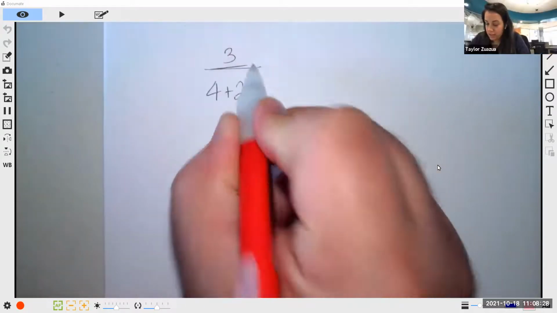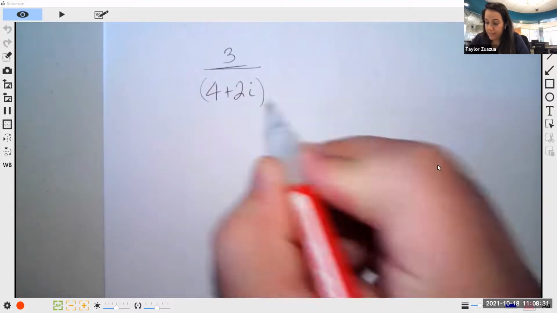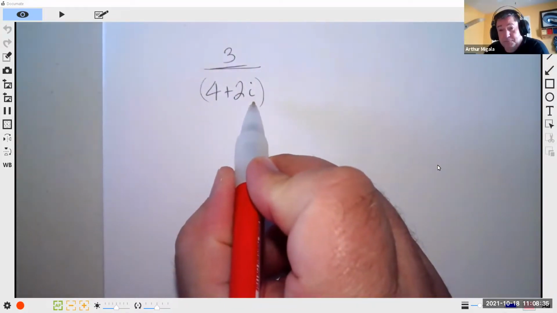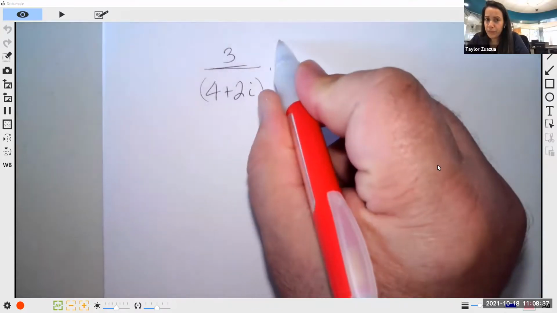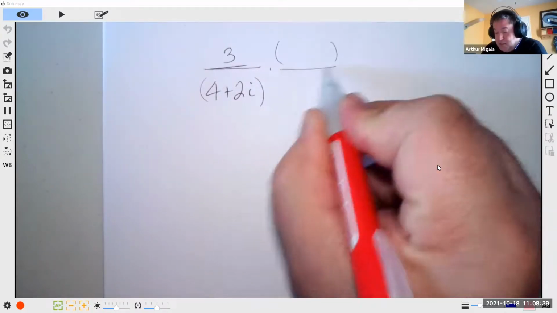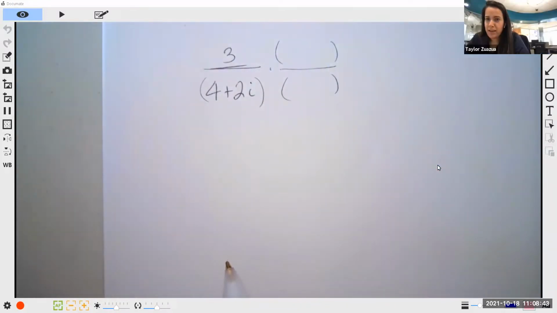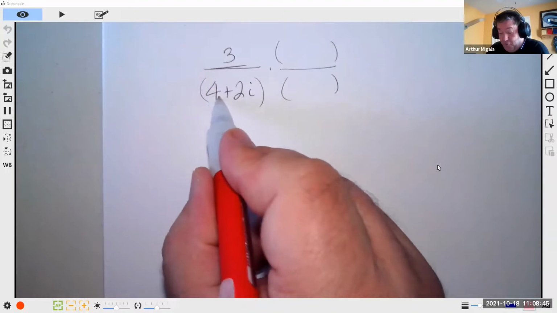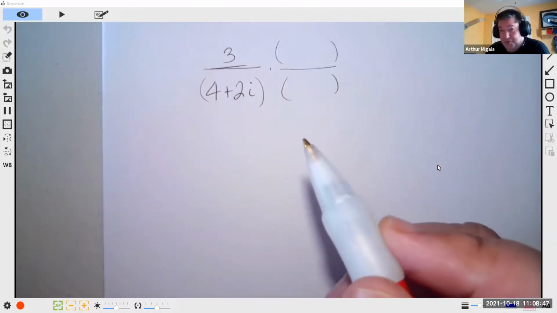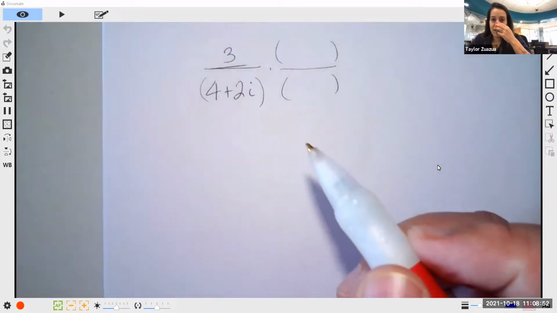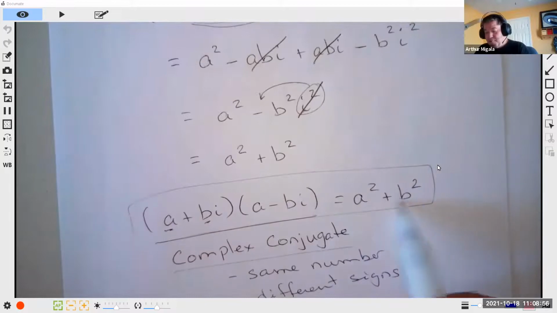Plus 2i. So remember, we cannot have an i on the bottom. So what do we multiply the top and bottom by to get rid of the i? If we did i, then we have 4i. No. Well, it's going to be 1, but what number goes here? Did this answer have any more i's in it?